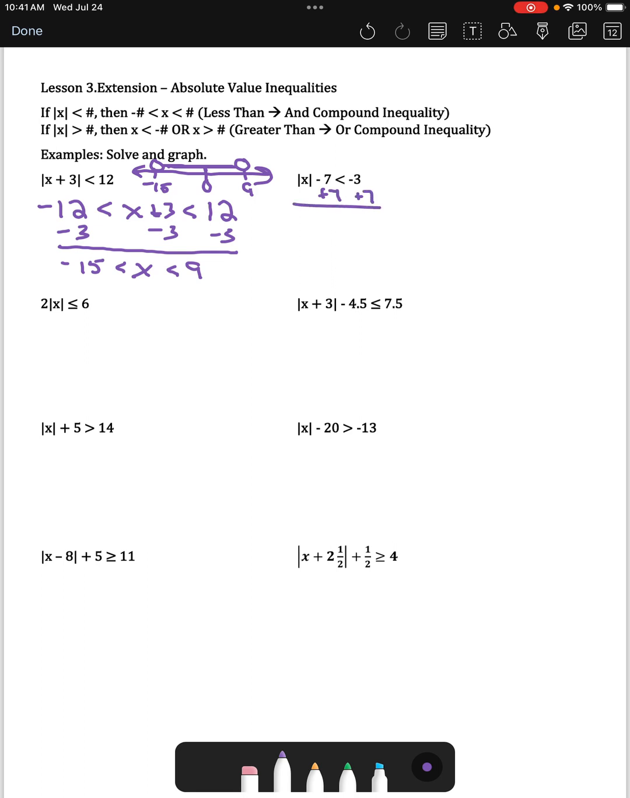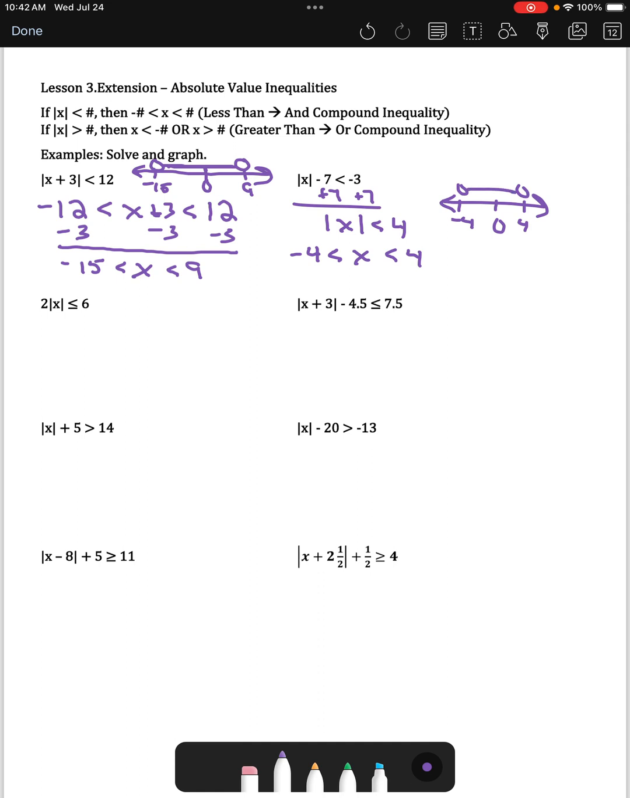Next example, we have to start by getting the absolute value by itself. So we're going to add 7 to both sides, and that gets us the absolute value of x is less than 4. And can absolute value be smaller than a positive number? Sure. This is fine. So we can go straight to our translation. It's a less than style inequality. So that means we start with our negative value, so -4 is less than x is less than 4. This one's kind of nice. It's just the x and the inequality, so we don't have to solve this compound inequality. We're just writing it and graphing it. So we put -4, 4, and 0 on our number line. We put open circles. We connect.